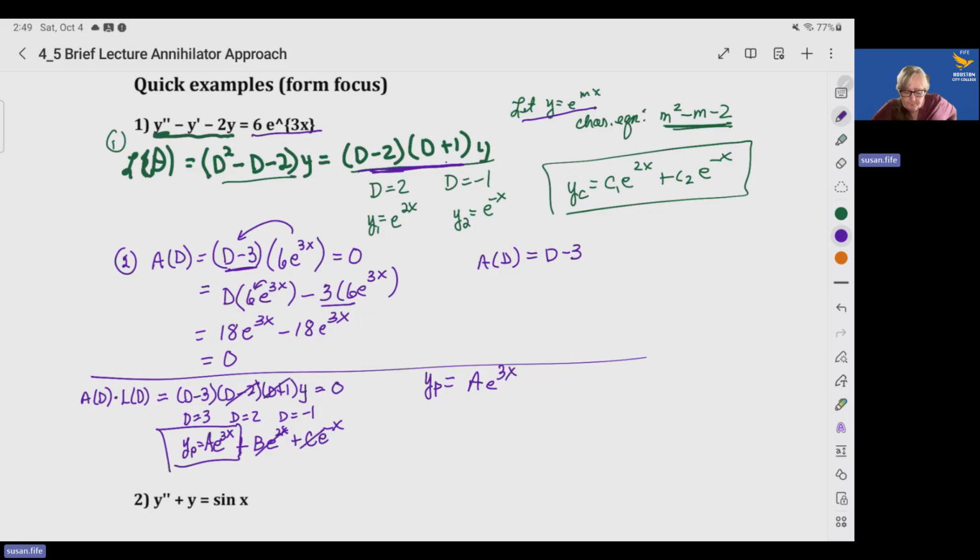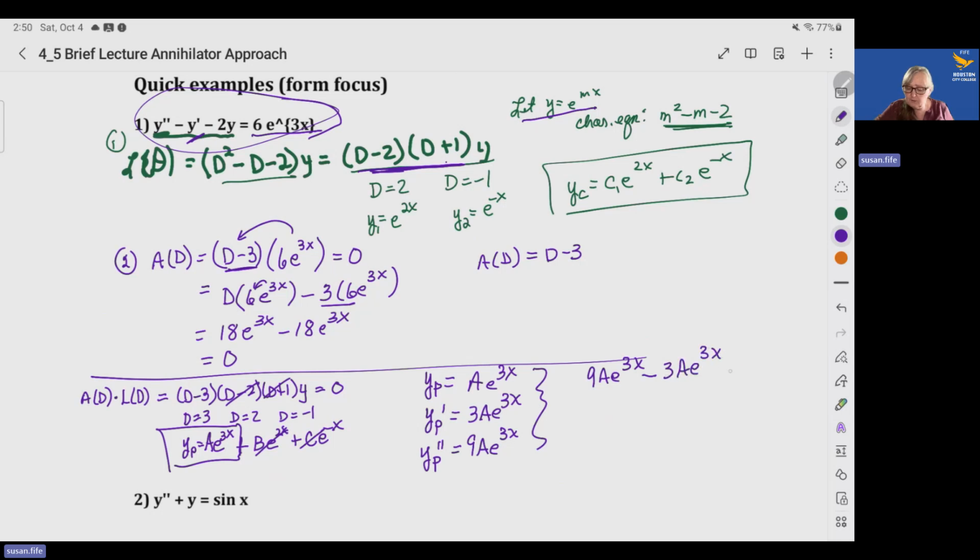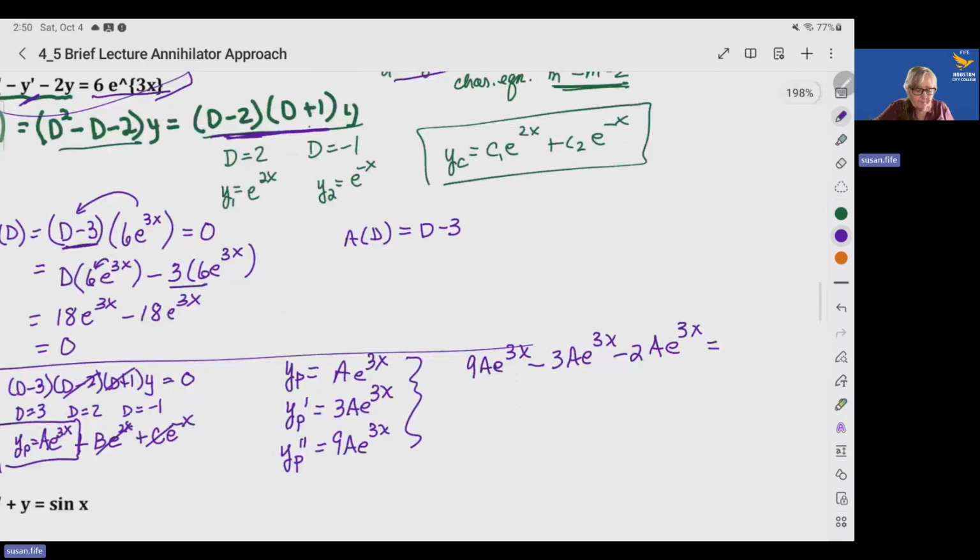We calculate our first derivative and second derivative, and then plug it into the original equation to solve for those constants. So I would say yp prime is 3a e to the 3x, and yp double prime is 9a e to the 3x. So substituting those into my original equation, I get my second derivative is 9a e to the 3x minus my first derivative, 3a e to the 3x, minus 2 times y, 2a e to the 3x. And that's going to give me 6e to the 3x. And from here, we solve for a.